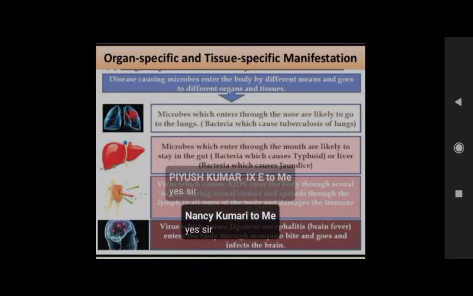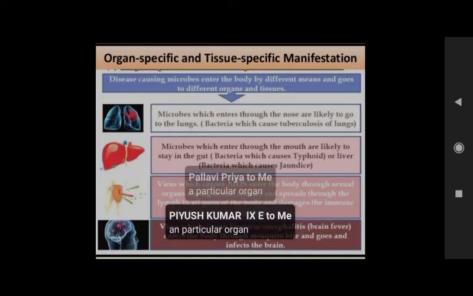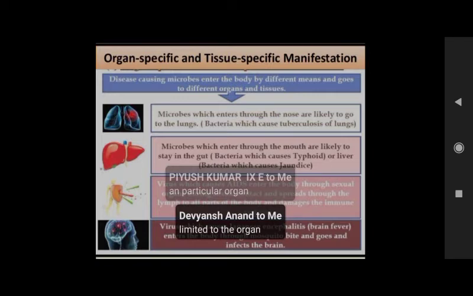Yes, this means organ specific. What do these two words mean? If I use these two words, organ specific, what does it mean? Tell me. Organ specific manifestation. Two simple terms are given, and we will be linking this organ specific to a particular organ, limited to the organ. Very good. Limited to the organ.